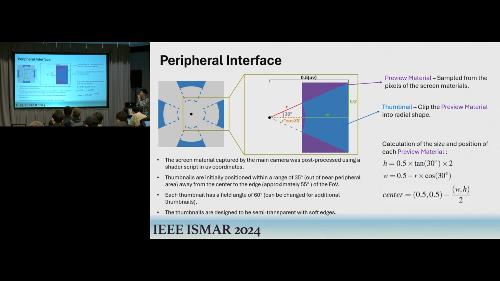So next is about our peripheral interface. We developed those thumbnails, as we can see from the previous slides. The screen material is captured by the main cameras and post-processed using a shader script. The thumbnails are initially positioned within a range of 35 degrees from the center to 55 degrees to the edge of the field of view, and each thumbnail has a field range of 60 degrees. Please note that this number can be changed for adding additional thumbnails.